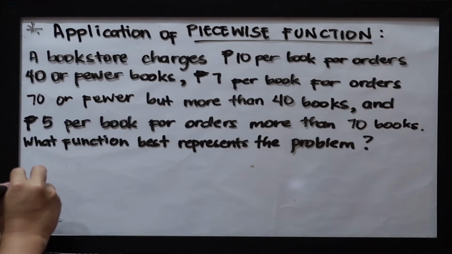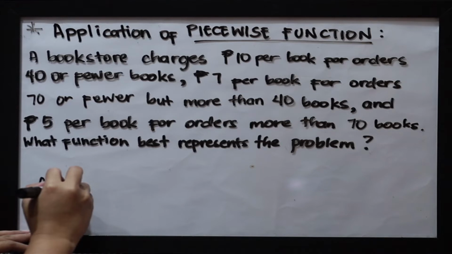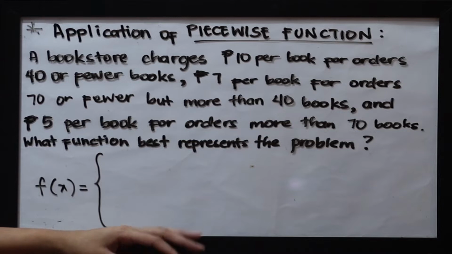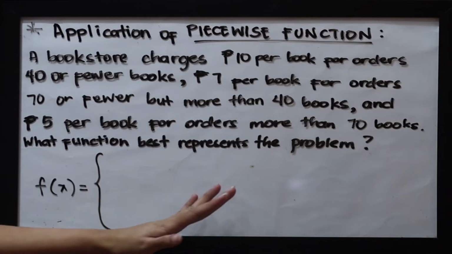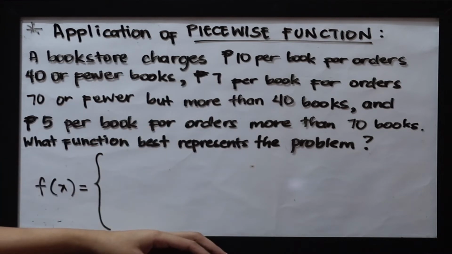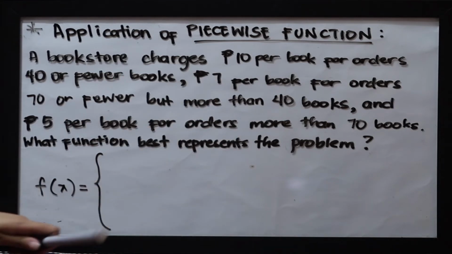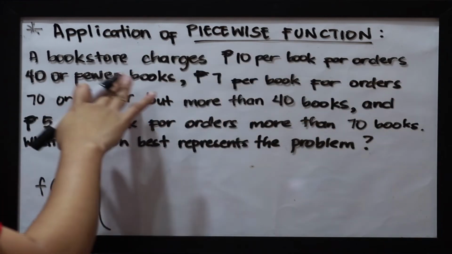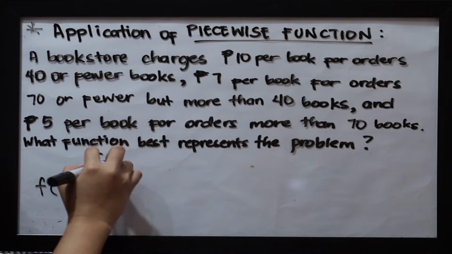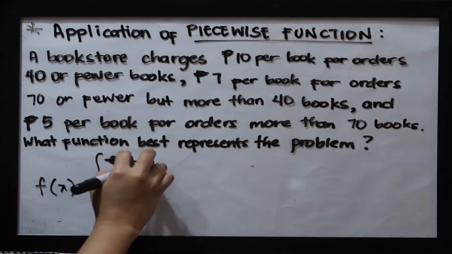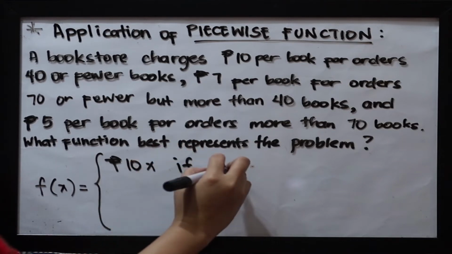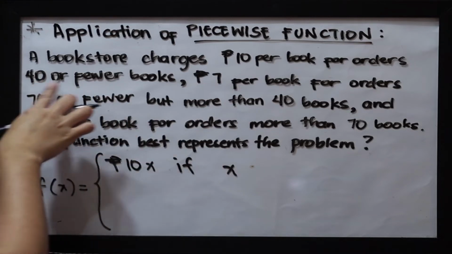So obviously, it's a piecewise function again. We have to identify how much they will pay given this number of books and given this condition. So, we let x be the number of books that they will order. For the first statement, 10 pesos per book for orders of 40 or fewer books, we have 10x, wherein 10 is the pesos and x is the number of books they will order, if x is 40 or fewer books.